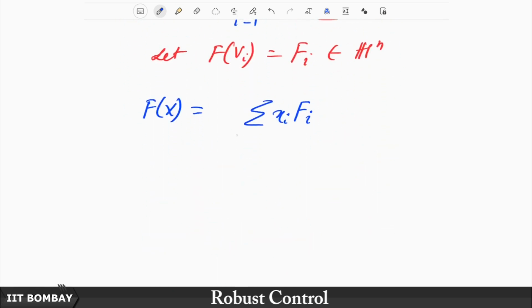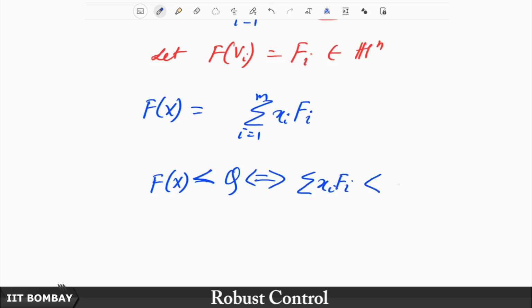And therefore, this entire inequality, this LMI business that we have now formulated, sorry, f of x less than Q is actually equivalent to and one and the same as summation xi Fi less than Q. So, it is basically a scaled sum of certain Hermitian matrices, that is what this is. So, basically every LMI can be reduced to something that looks like this, but that is not the only reason why LMIs are attractive to us.